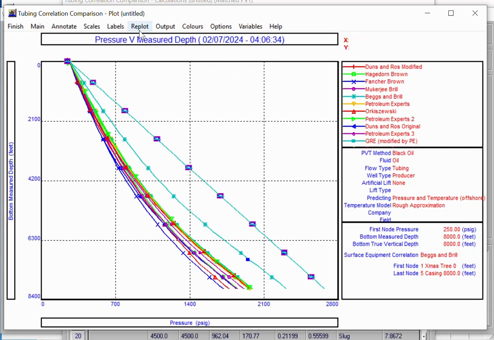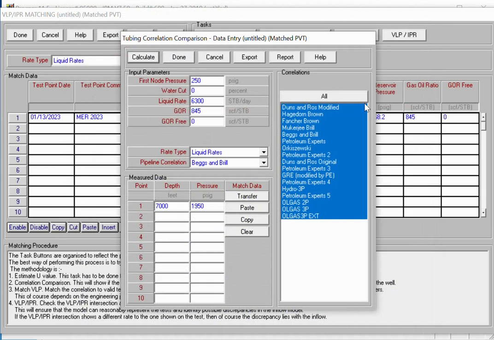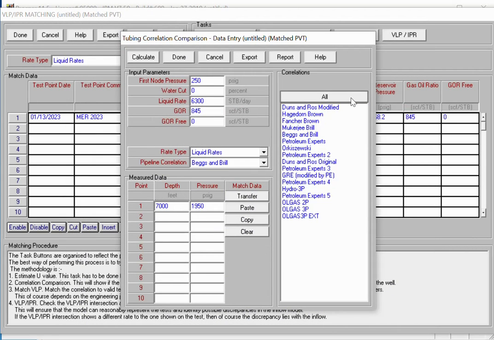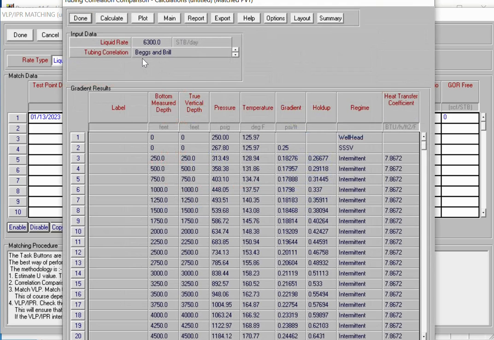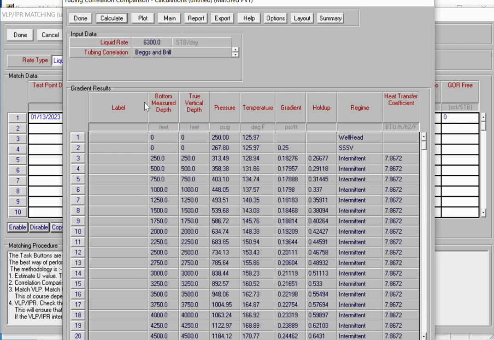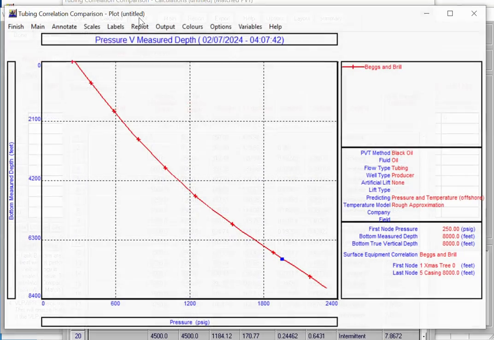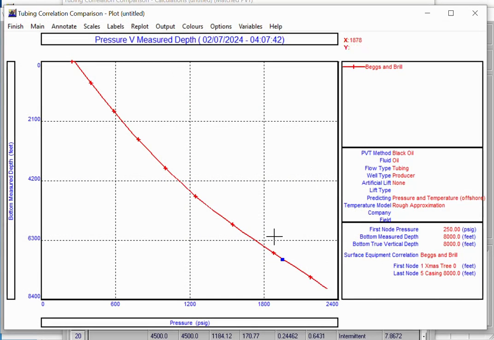So since we have that, there's no need to stress ourselves. We can just come here directly and unselect everything. Oh, sorry about that, and then just select Beggs and Brill, and then we'll proceed with that for the rest of our simulation. Now, I didn't plot that again, so let's just plot and see what we have. So that's that, Beggs and Brill, perfect.